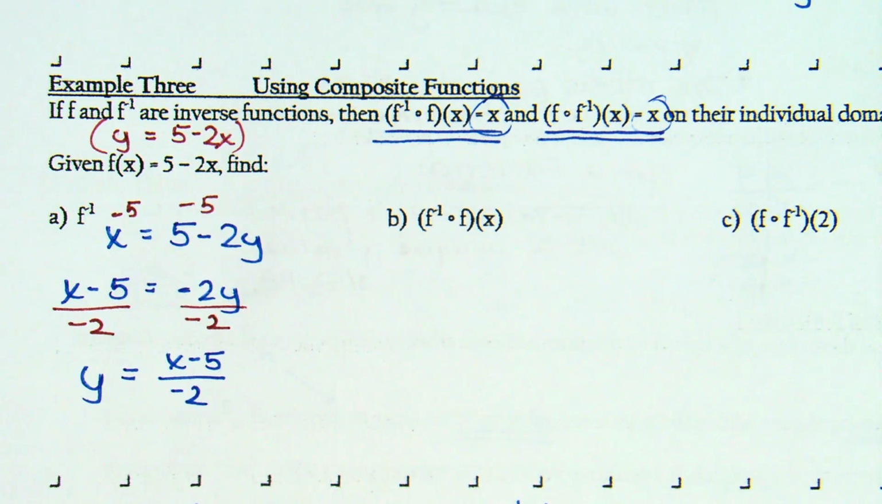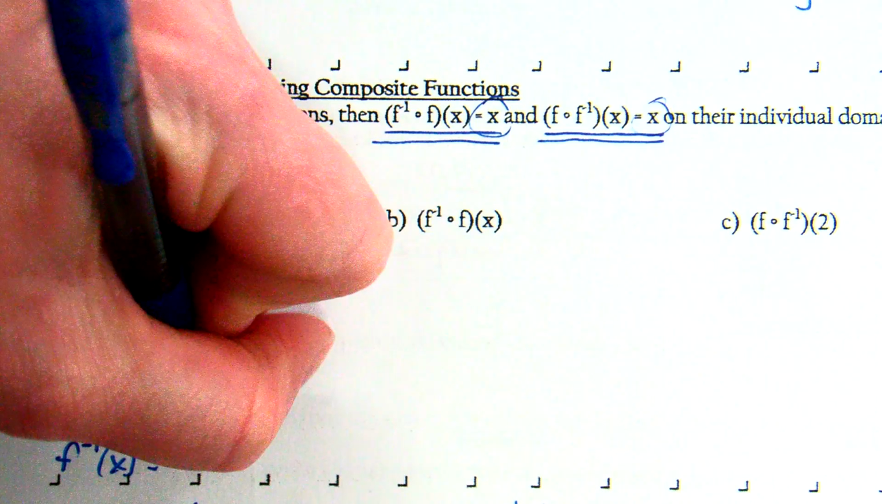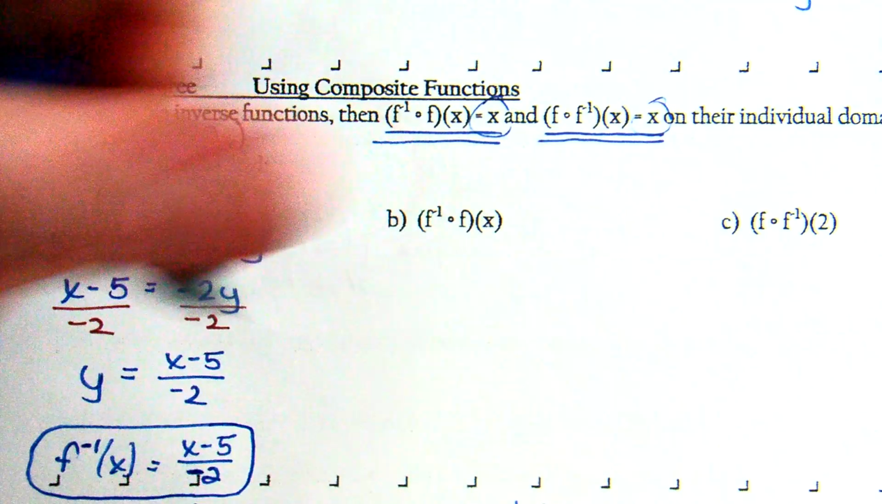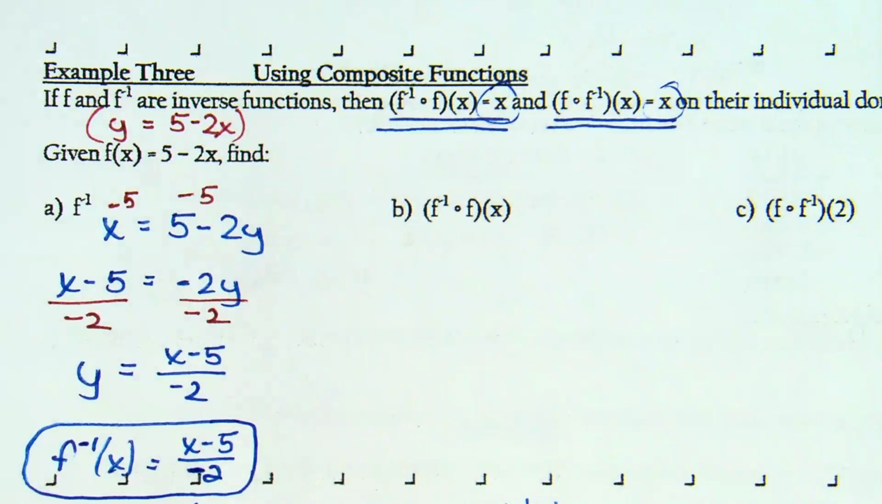Okay, so if I write this in proper notation, f inverse of x is equal to x minus 5 over negative 2. So same thing we did up above. That was part A. Part B wants us to find f inverse composed with f of x.